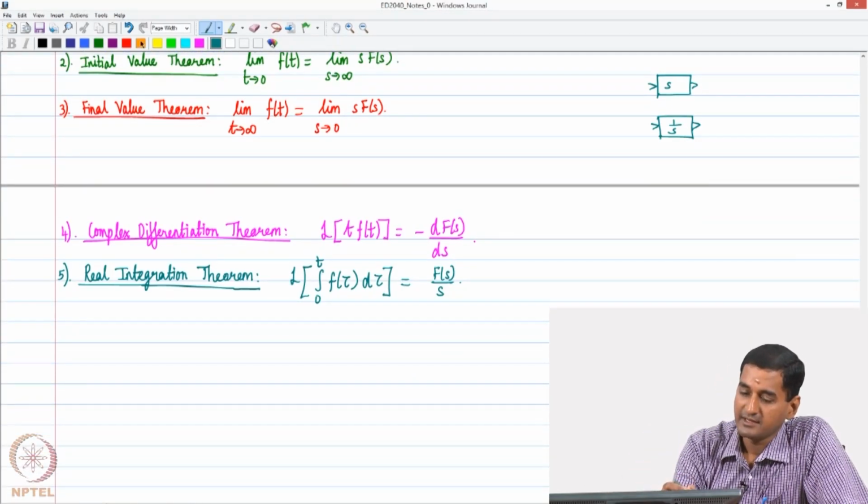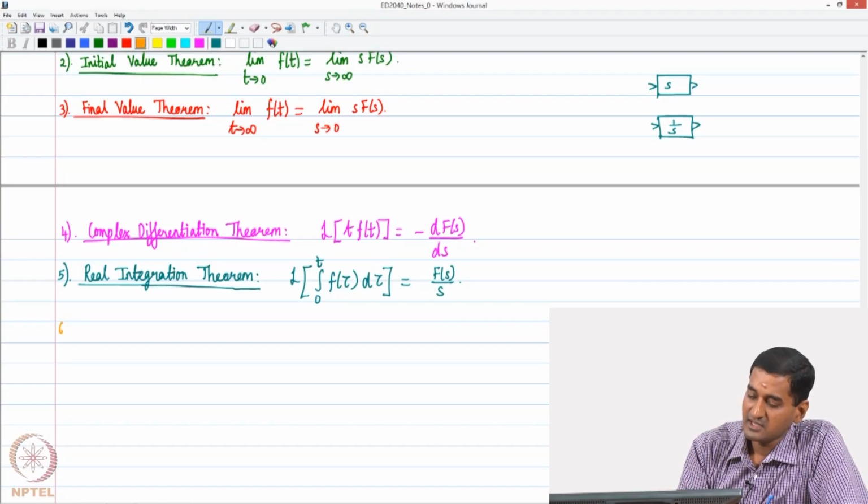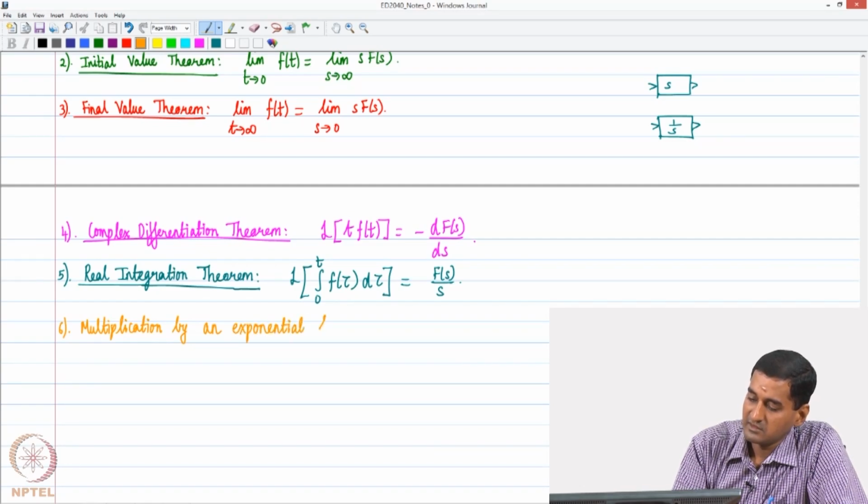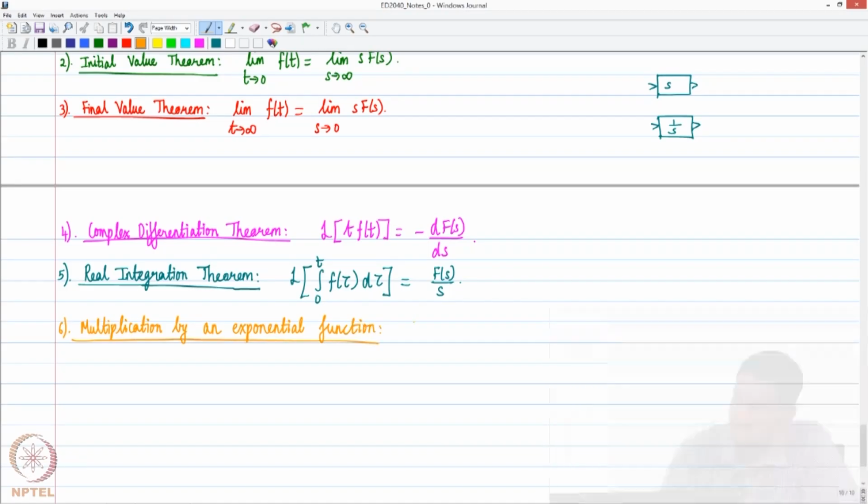And another theorem which we are going to use is multiplication by an exponential function. I am just pointing out what are the properties which are useful. This just says that Laplace of e power minus a t times f of t is going to be equal to capital F of s plus a. So if I multiply the function f of t by e power minus a t and take the Laplace transform of the product, in the complex domain wherever I have s, I just substitute s plus a.